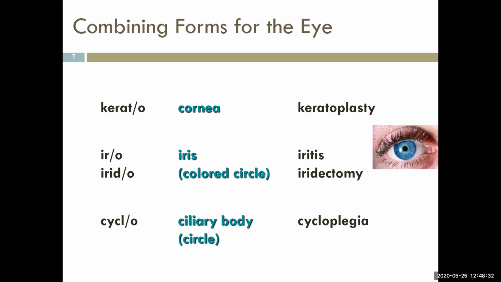Iris is the colored part of the eye, whether it's blue, green, or brown. Iritis is inflammation of the iris, or the colored circle. Iridectomy, remember, ectomy would be an excision or removal. Cyclo is the ciliary body, so cycloplegia, plegia meaning paralysis or lack of feeling.